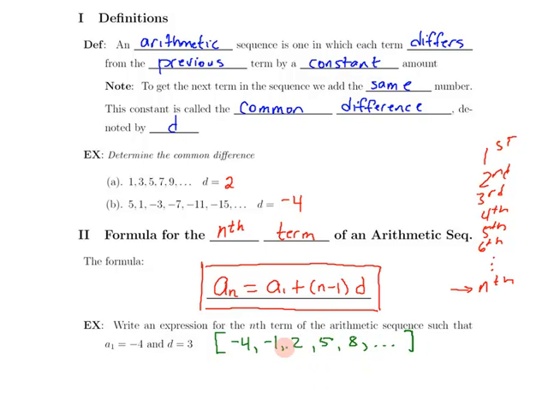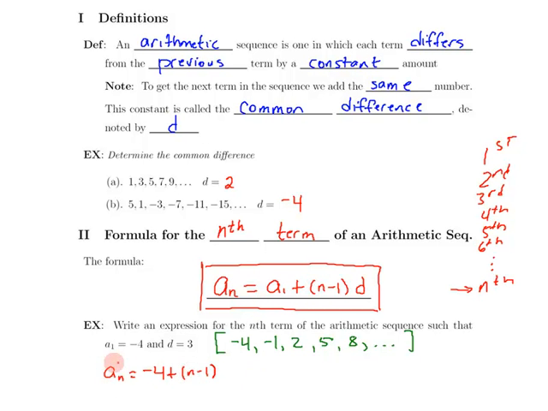We want to find a formula so that if I plug in 1, I get negative 4. If I plug in 2, I get negative 1. If I plug in 5, since I want the fifth term, I would get 8. So I use this formula here. Just plug in what I know. A sub n is what I want to find. A sub 1 was negative 4 plus n minus 1. N's your variable.